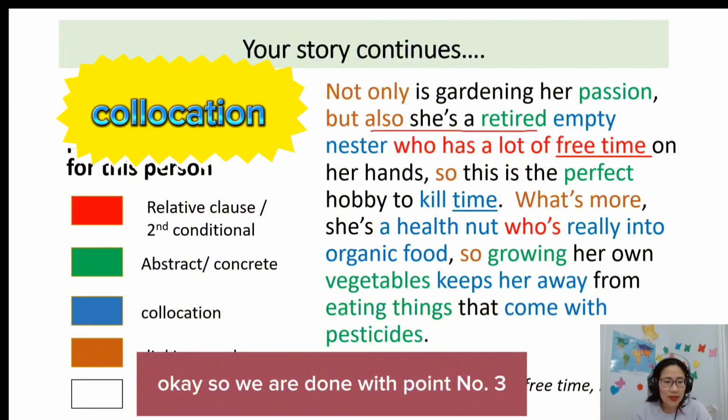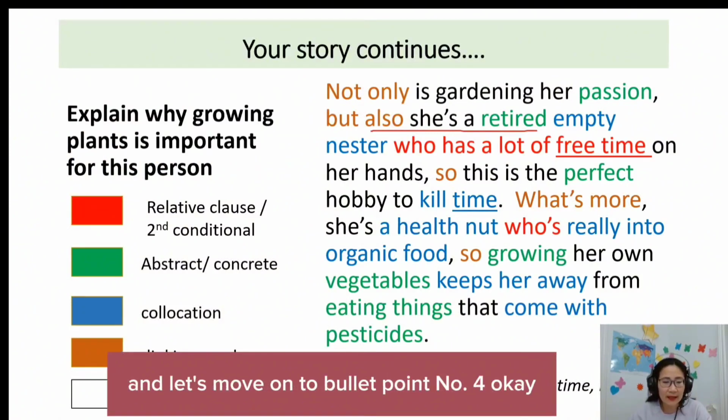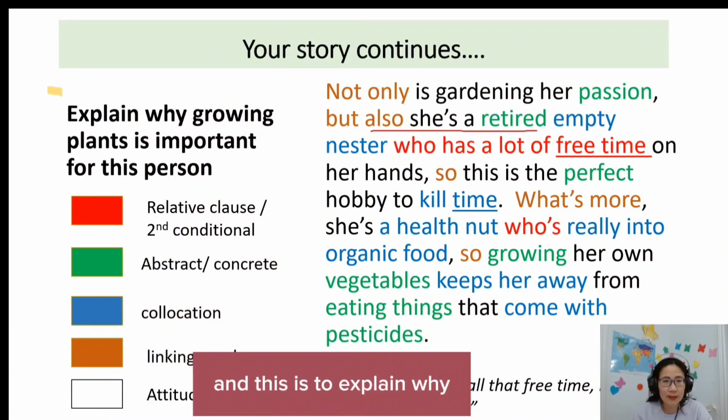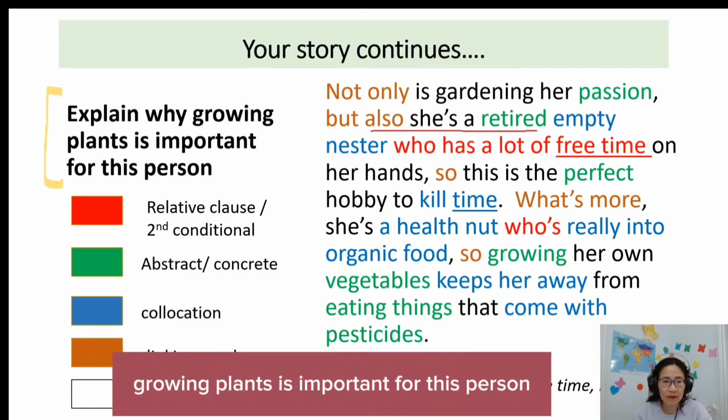Okay, so we are done with point number three, and let's move on to bullet point number four. This is to explain why growing plants is important for this person.